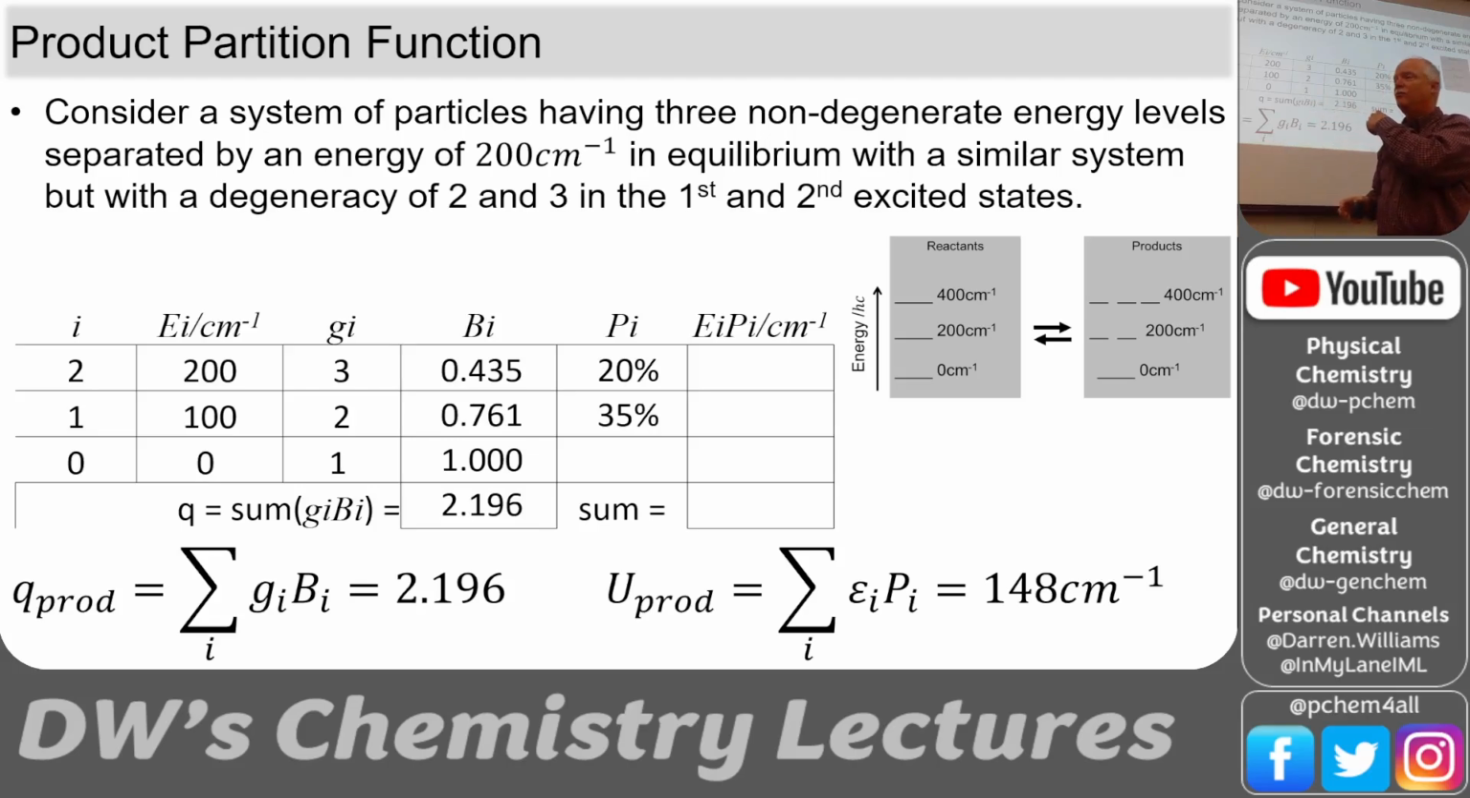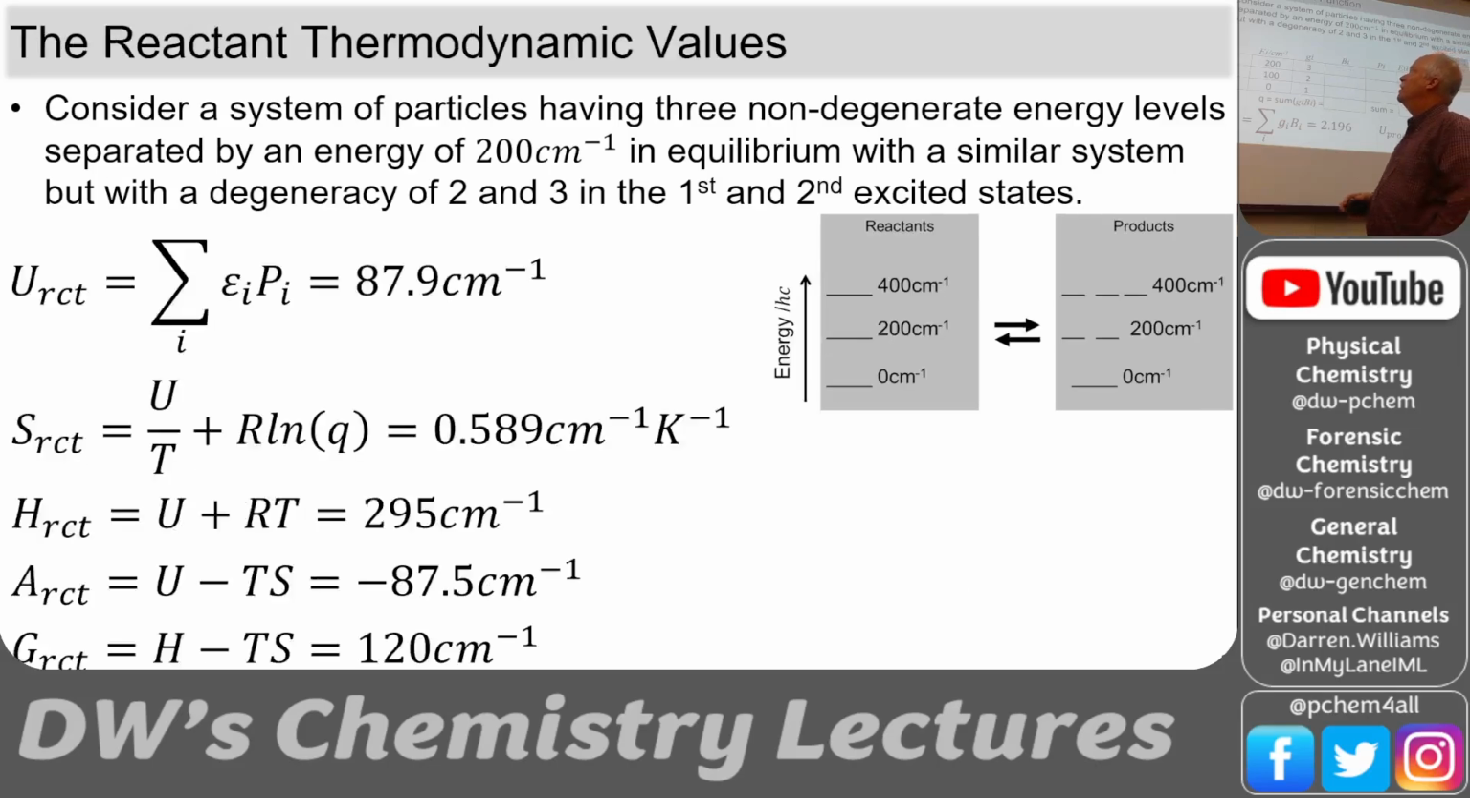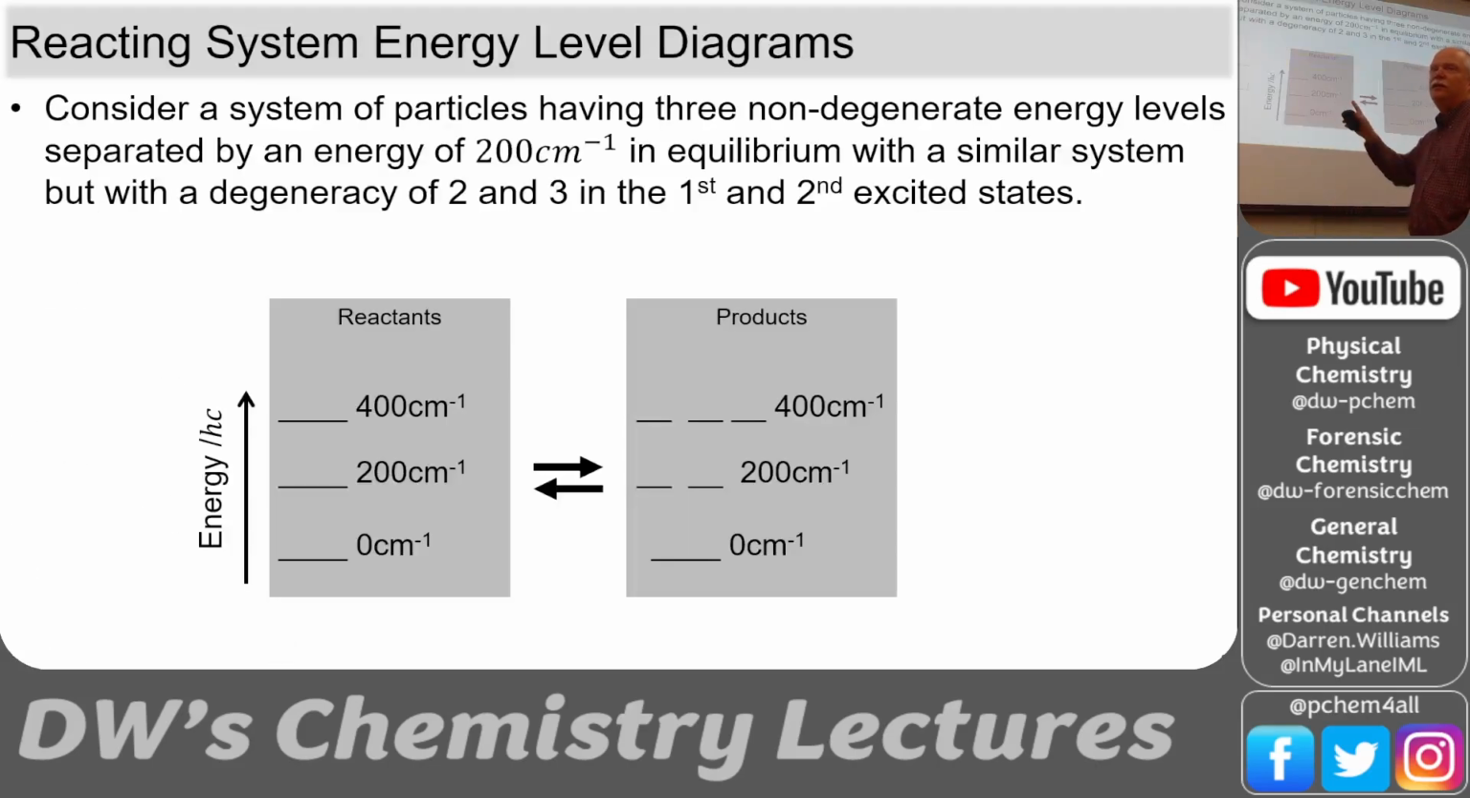We're still doing the same problem that we start with right here. So this is the text for the whole problem today up at the top. What we're doing is we're saying if this is the reactants, what happens if the products are the same energy levels but with degeneracy?